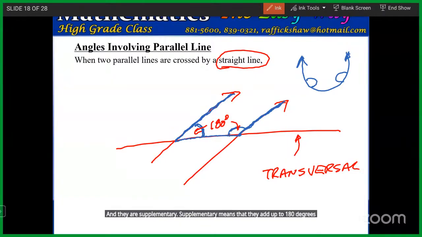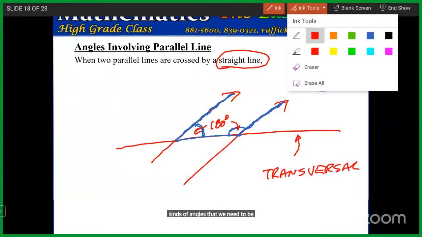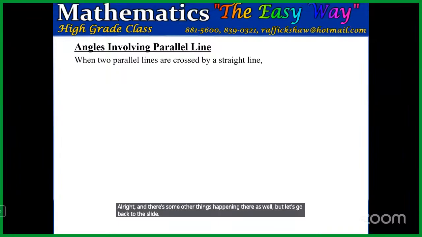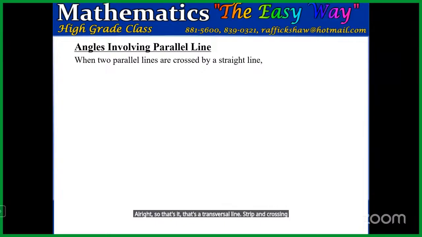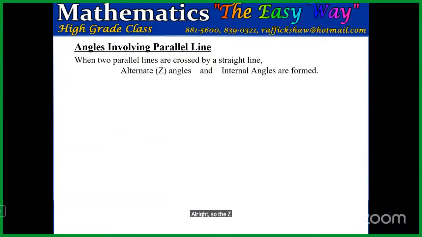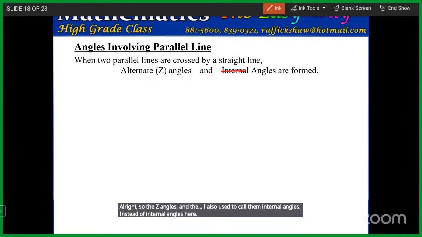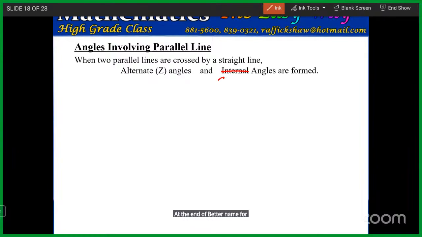And those are two kinds of angles that we need to be able to identify. All right, and there's some other things happening there as well. But let's go back to the slide. So that's a transversal line. A straight line crossing two lines is called a transversal line. So the Z angles, and they also used to call them internal angles. Instead of internal angles here, I think the better name for it is co-interior angles, which I just call U angles.